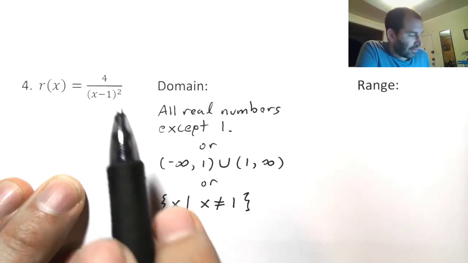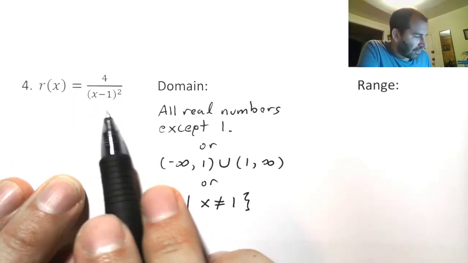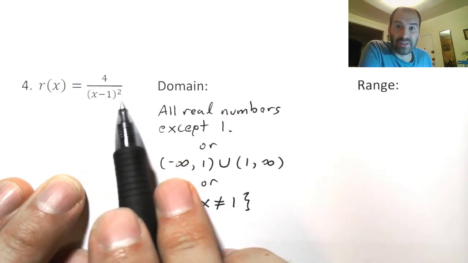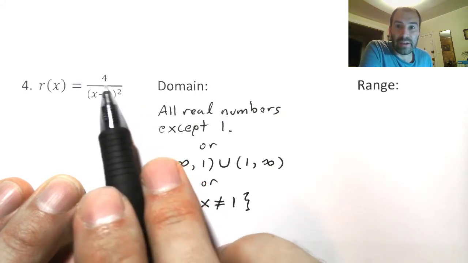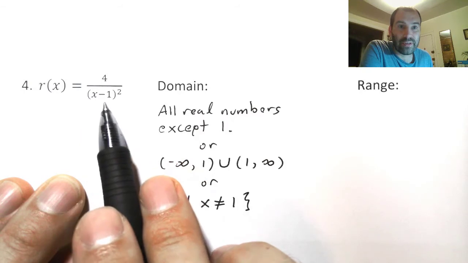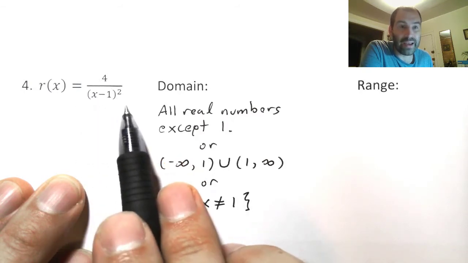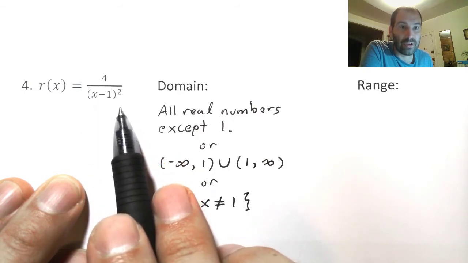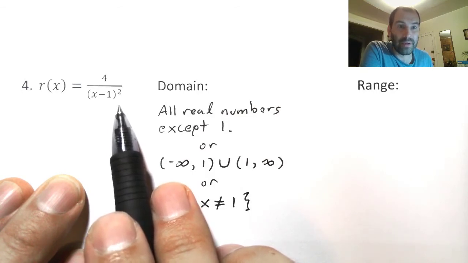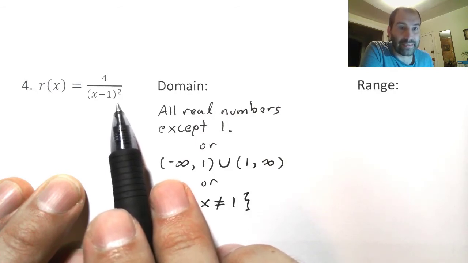Well, if you look at this, the denominator is squared, so it's always non-negative. And I'm dividing a positive number by a non-negative number. That means I'm always going to get a positive number, right? I can't get anything but a positive number. Now, what positive numbers can I get?